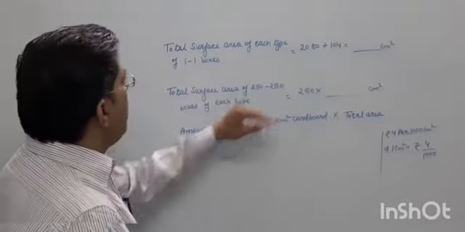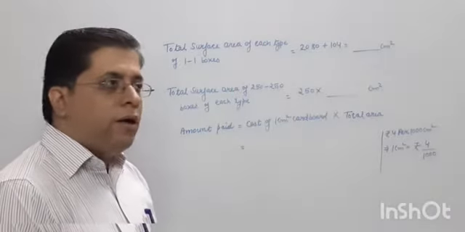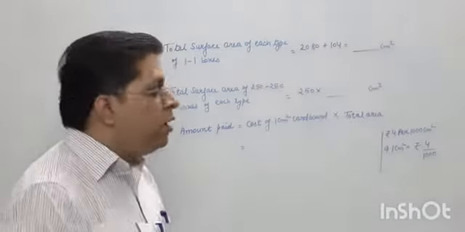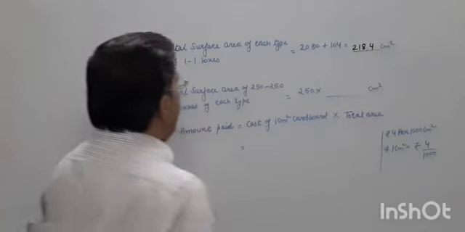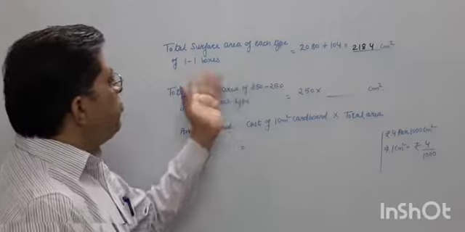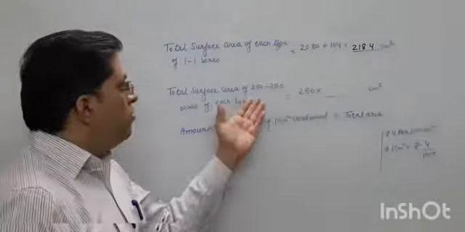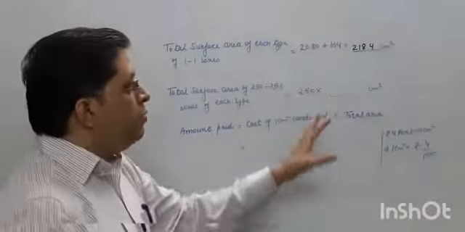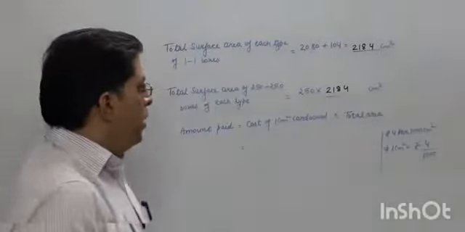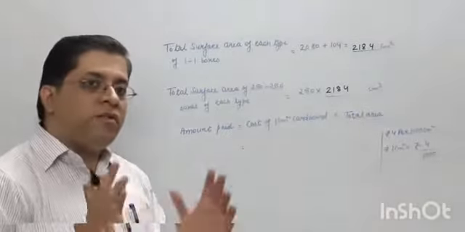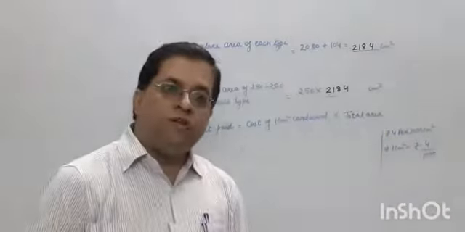Then total surface area of each type of box. 2080 was the area and 104 is extra. Then 2184 centimeter square is the area of each type of box. Total how many boxes we have to make? It means 250 boxes. So you have to multiply directly 250 into 2184. And how much amount you have to pay? What is the condition given to you? Amount is rupees 4 per 1000 centimeter square.